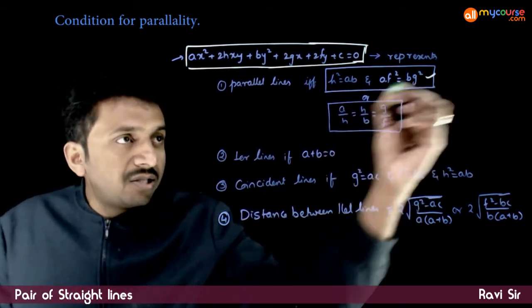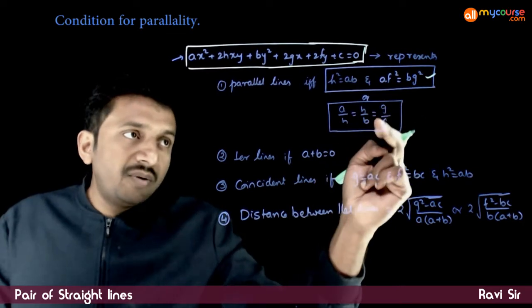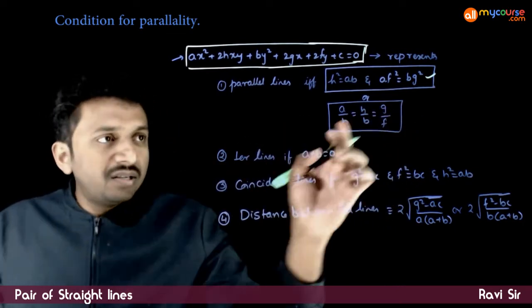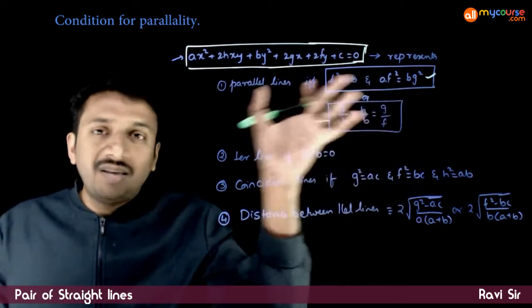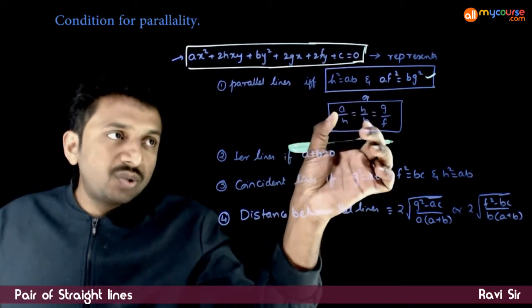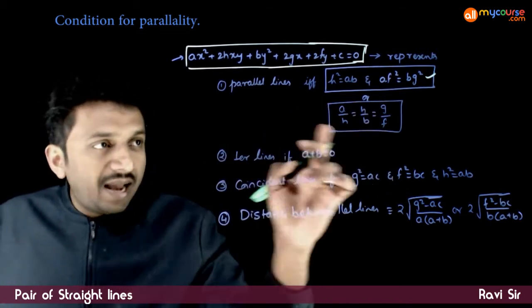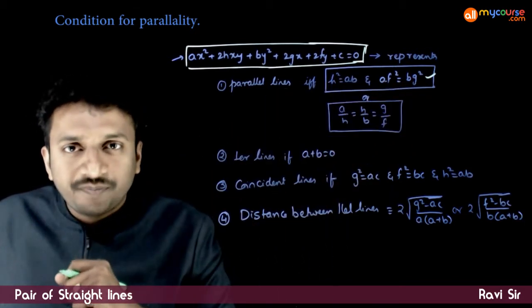This equation can also be written as a by h is equal to h by b is equal to g by f. So if you take these equations and simplify, you get exactly the same equations as this. So you can see by cross multiplication you get h square is equal to ab, and if you further simplify you get af square is equal to bg square also.